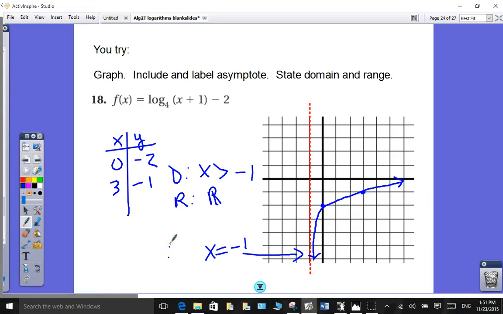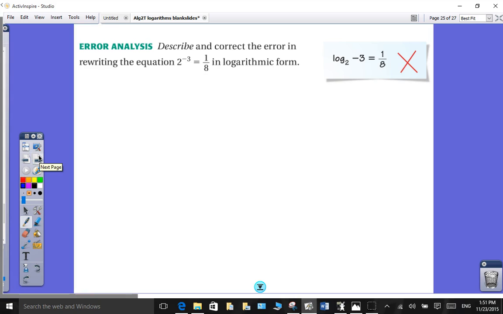Okay, not there. One more. Let's find the error. They're trying to convert 2 to the negative 3 equals 1/8 into the logarithmic form. What did they do wrong? Yeah, remember the base is 2. That part was correct, but the logarithm equals the exponent, so it should have equaled negative 3.